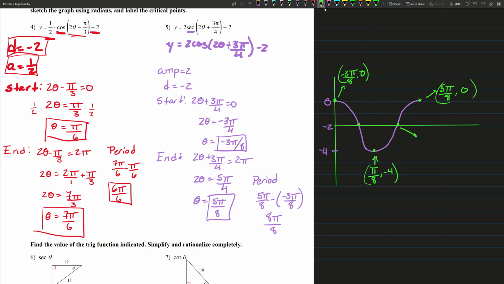And this is the average between those two. So 5 plus 1, that's 6. 6 divided by 2 is 3, so this is 3 pi over 8. And then this is the average between negative 3 and positive 1. So negative 3 plus 1, it's negative 2. Negative 2 divided by 2 is just negative 1. So this is negative pi over 8, comma negative 2.